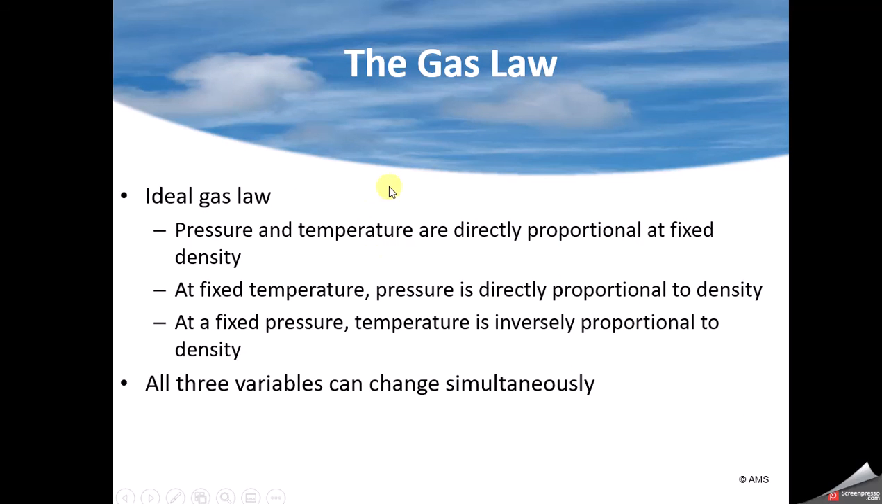Now, the ideal gas law, all it is saying is pressure and temperature are directly proportional at a fixed density. So if I know density, or if I know pressure and temperature, I know density, or vice versa. I need to know 2 out of the 3. Now, all 3 variables can change, and everything we've just talked about relates directly to this gas law.